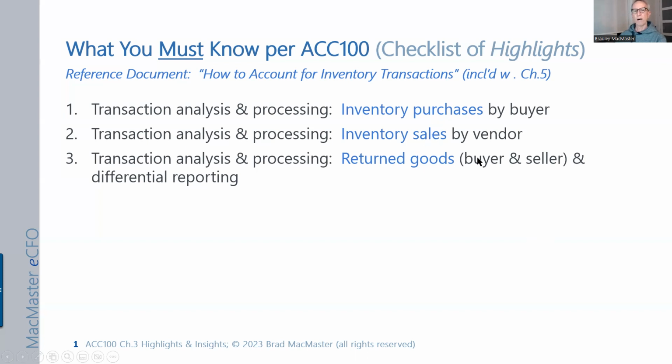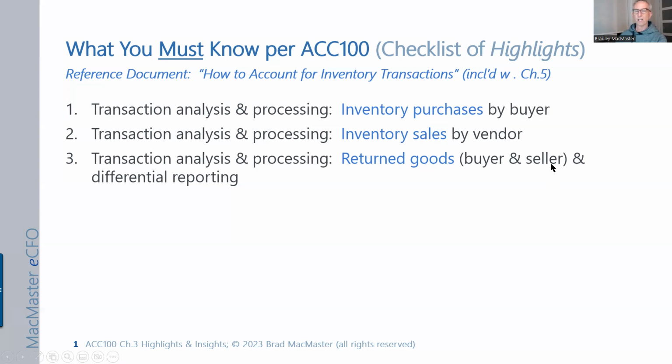So if we are a buyer, that relates to transaction type 1. If we're returning goods, we basically have to undo whatever the transaction was that we had previously processed for the first transaction type. And if we're not returning 100% of the goods, then we need to prorate the purchase and prorate the return for a portion of the original purchase.